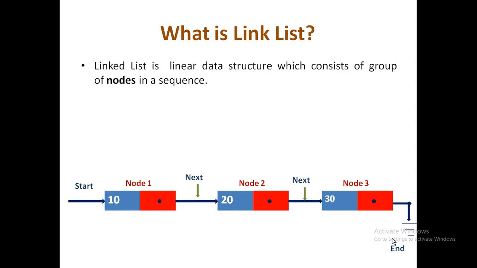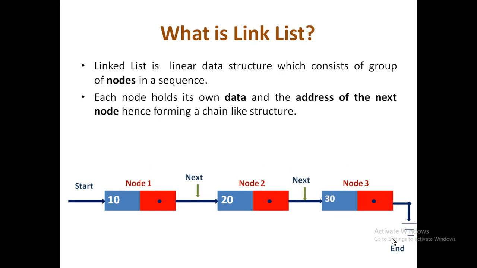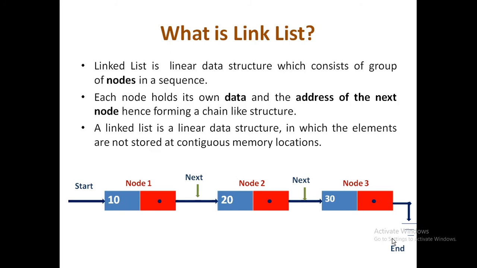Linked list is a linear data structure which consists of a group of nodes connected in a sequence, where each node holds its own data and the address of the next node in the linked list. So here we can say that linked list is a linear data structure in which elements are not stored in contiguous memory locations. The elements in the linked list are linked using pointers.